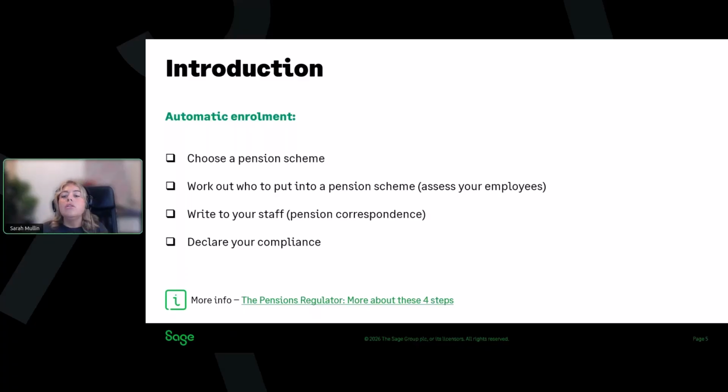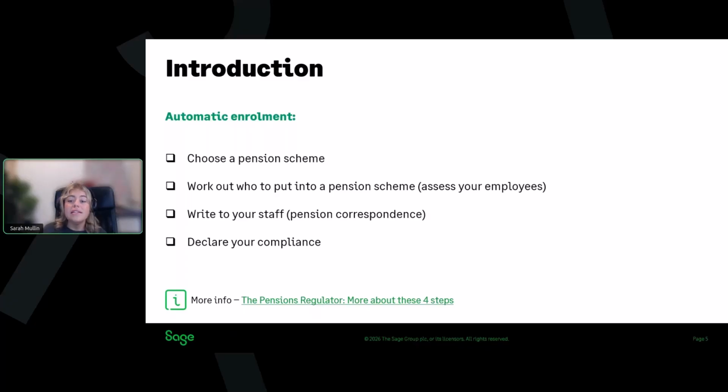Now, the 4 key steps of auto enrolment. Firstly, is choosing a pension scheme. You'll need to select a pension scheme and set it up with your chosen provider. Both you and your employees will contribute into this scheme. Now, there are lots of providers and scheme types out there. So really, with that one, it is just about finding what works best for you and your business.